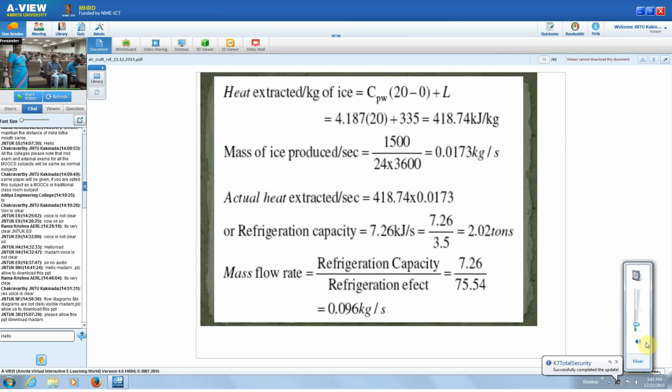Then find out how much tonnage is required, by dividing with 3.5. With that you can find the total mass flow rate required. That is the total refrigeration capacity divided by the refrigerating effect produced per kg. So that is 0.096 kg per second.